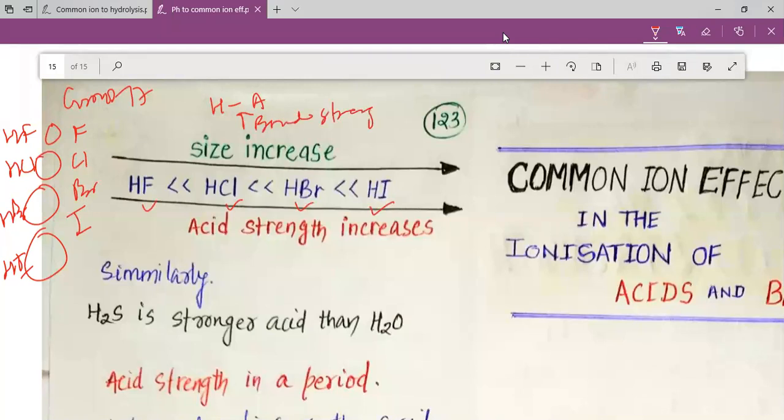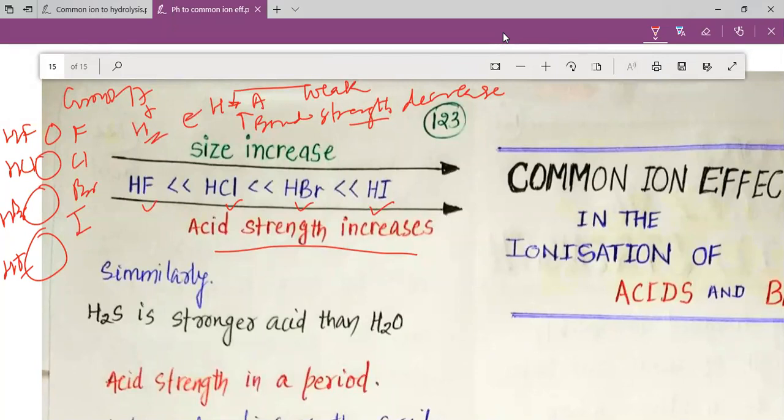Bond strength decreases, and as this bond strength decreases, my dear students, the acid strength increases because the bond becomes weaker. As the bond becomes weaker as we go down the group, it can be easily broken, and that is why H+ can be easily released, and that is why if you go down the group, the size increases.